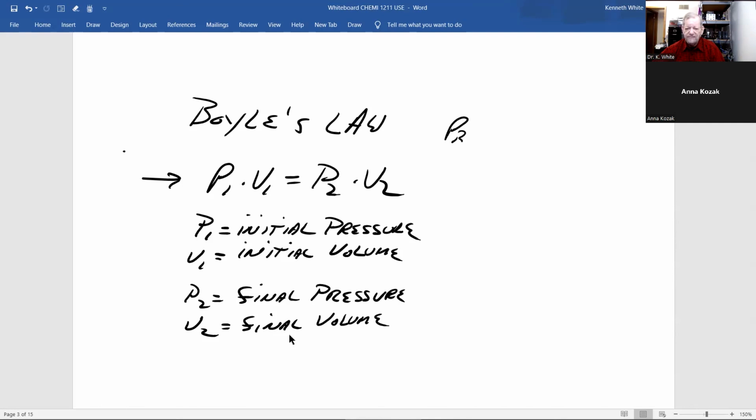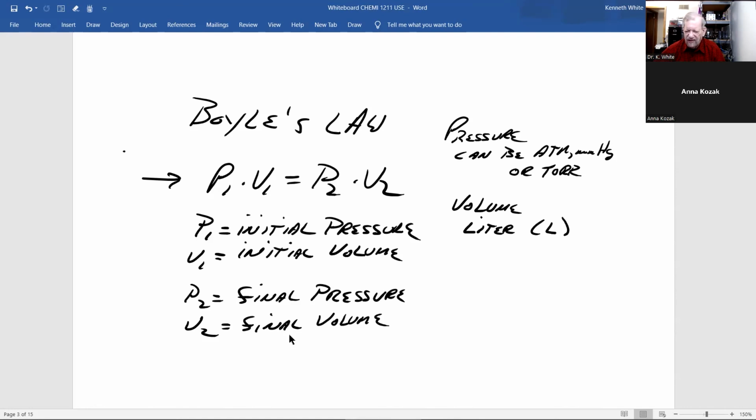Pressure can be atmospheres, millimeters of mercury, or torr. Volume is always in the metric system. I don't know about the English system, I've never tried it, but it is usually going to be in liters. It could be milliliters, but I'm going to stick to liters, abbreviated by the letter L.